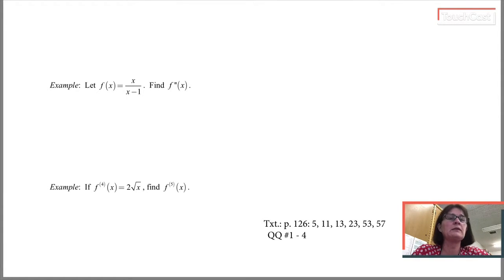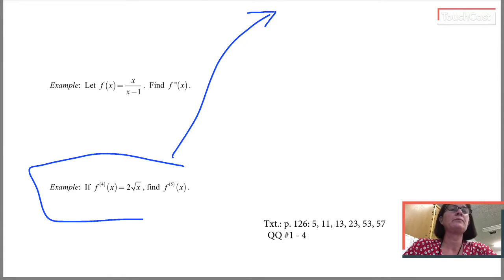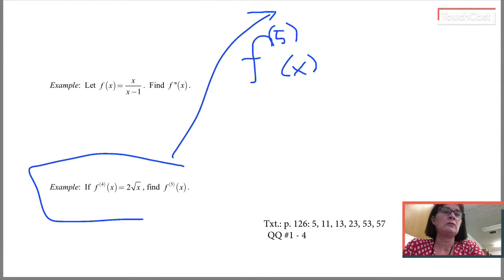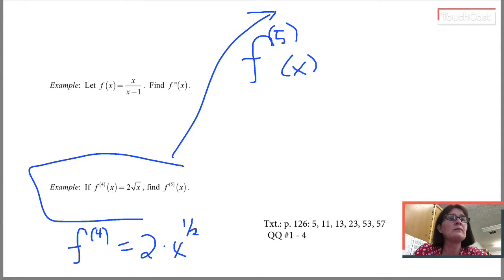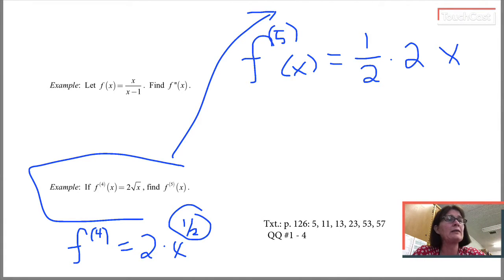So, get back to here. I'm doing this problem, but I'm going to come do it up here where I have room. The fifth derivative of x, which I'm going to call f5 of x, is equal to, well, let me rewrite my fourth derivative. That's 2 times x to the 1/2. The square root of x is the same as x to the 1/2. So my fifth derivative, I'm going to get using the power rule. This 1/2 is going to come down and multiply the 2 that was already there. And now x is going to get an exponent that's 1 less, which is negative 1/2.